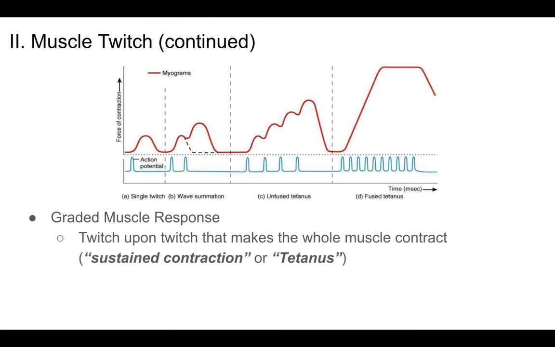Now that is basically the summation. That's a term that could refer to this entire diagram from start to finish, where we have built twitch upon twitch to make the entire muscle contract. What we labeled in the diagram as tetanus, full muscle contraction, could also be recognized as this term right here, a sustained contraction. So either of those could apply to that last little bit of the diagram. So this diagram essentially shows a graded muscle response.